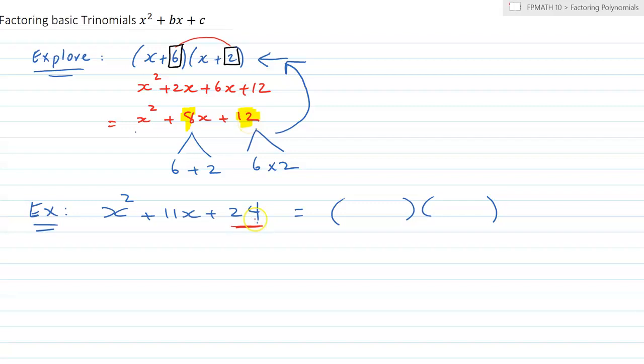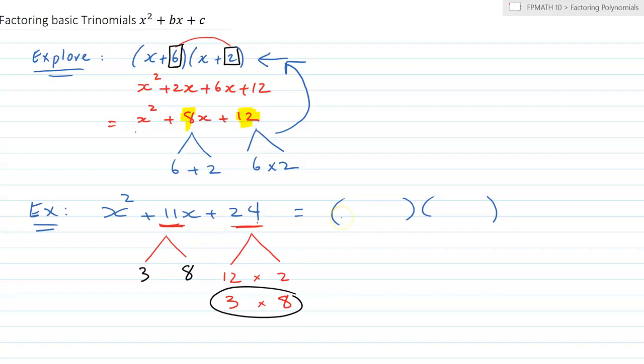So two numbers you multiply, you get 24. But the same two numbers, when you add them, you should get 11. What are the options for 24? We have 12 and 2. We have 3 and 8. But remember, these are multiplying to get 24, but when you add the same two numbers, you must get 11. So the 12 and 2 will not work, but 3 and 8 would work. So those are the two numbers you're going to put in there.